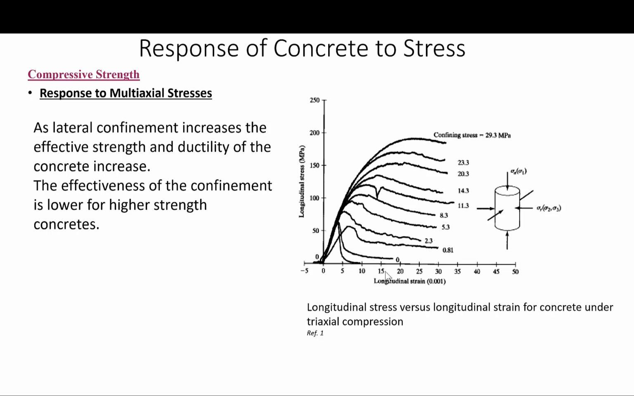So if we talk more about the lateral confinement, as you can see here, as lateral confinement increases, the effective strength and ductility of the concrete increase, as you can see, the confinement pressure. Okay, the effectiveness of the confinement is lower for higher strength concrete. You keep that in mind. Okay, so basically this is the effect of the confinement.